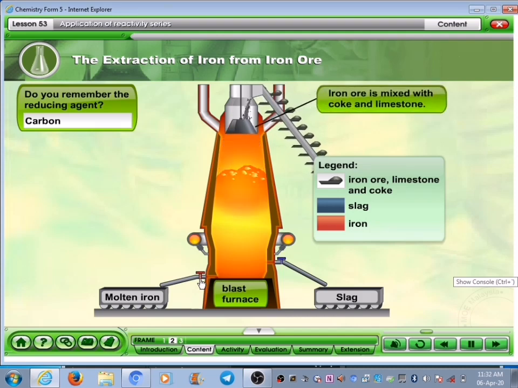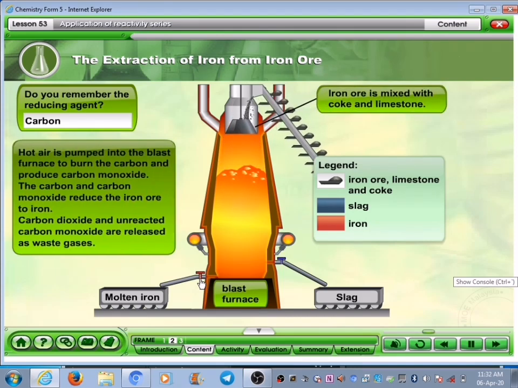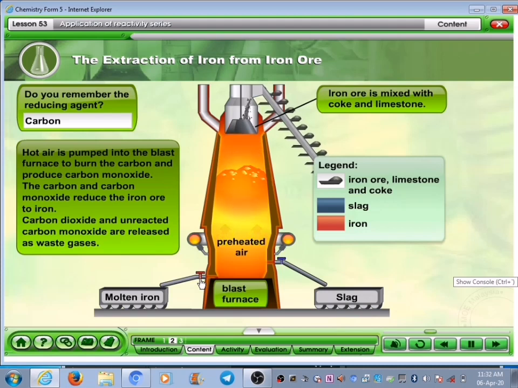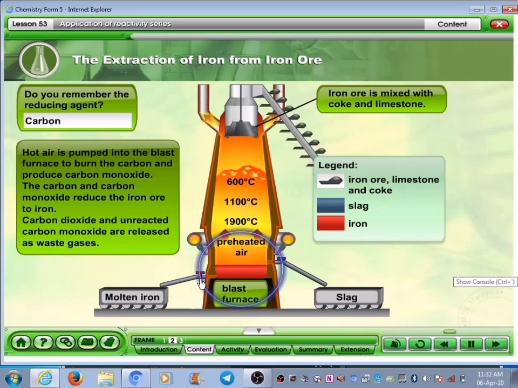Iron ore is mixed with coke. Hot air is pumped into the blast furnace to burn the carbon and produce carbon monoxide. The carbon and carbon monoxide then reduce the iron ore. Then, carbon dioxide and carbon monoxide are released as waste gases. Molten iron is then collected.